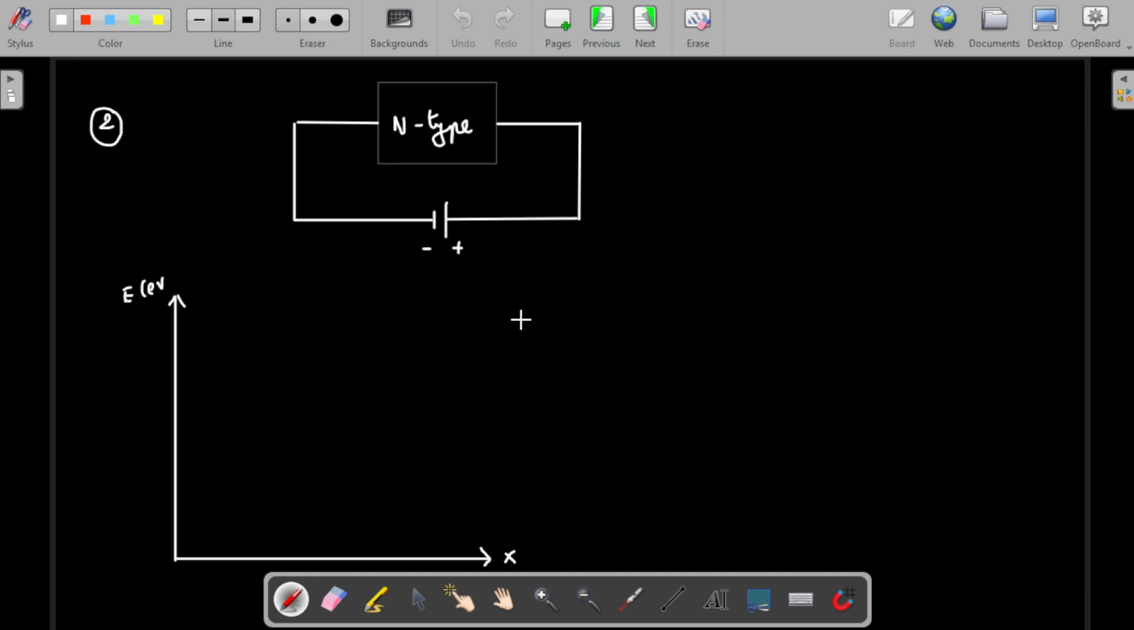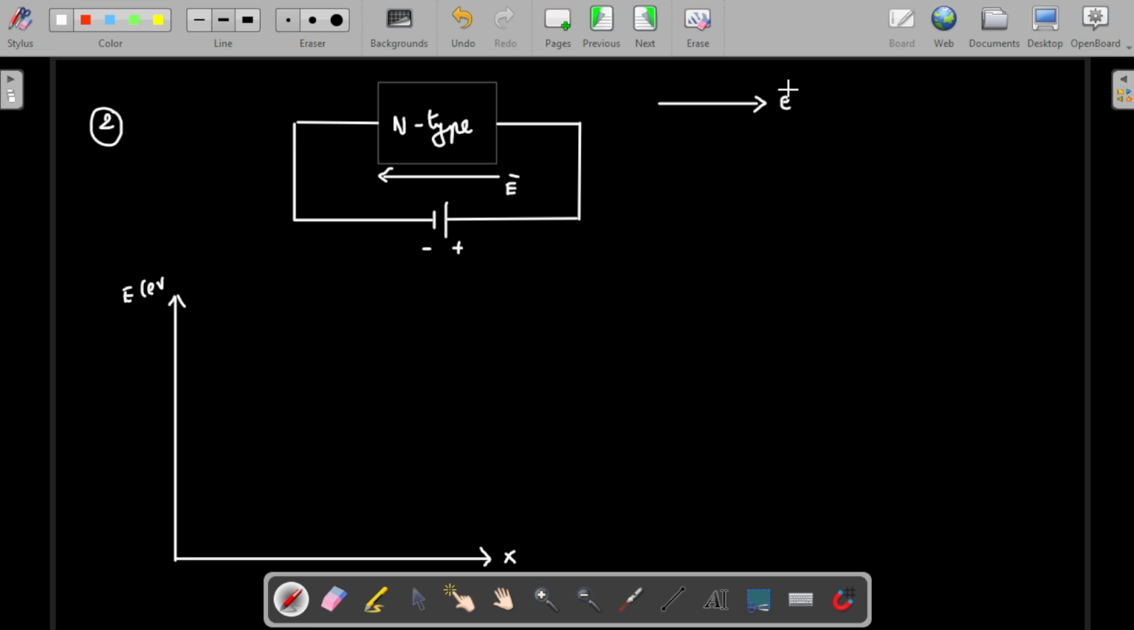So let's get into the next thing, when an external voltage is applied. If you see, the voltage is applied from this direction, so the electric field will be pointing this way, from positive to negative. So there will be an electric field that comes into the picture. Because of this electric field in this direction, the electrons will be moving in this direction.